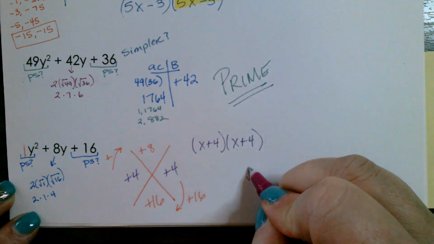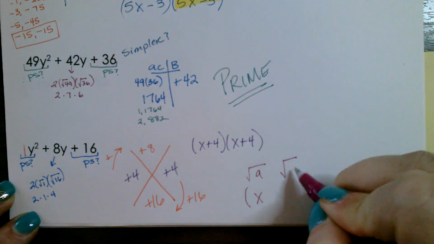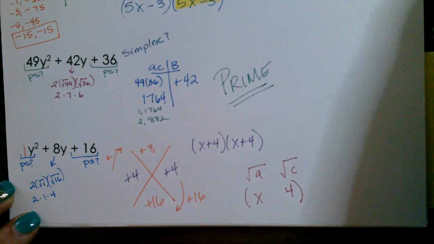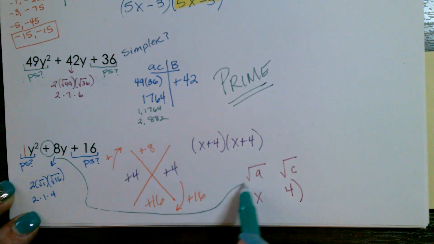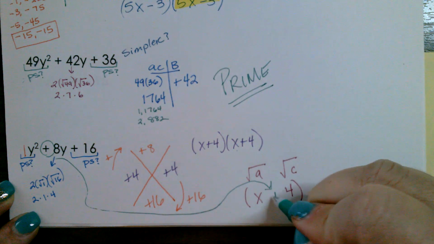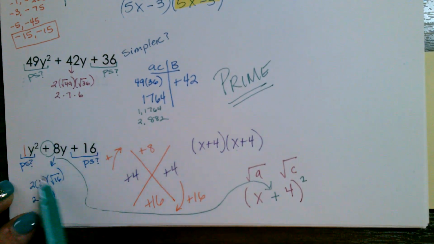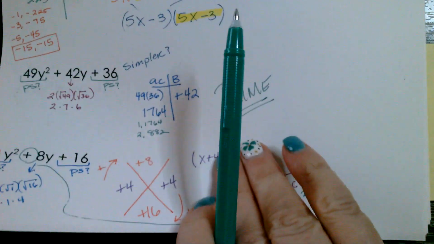I would take the square root of the A term, the square root of the C term, and the sign that's in front of B, way over here, would go here and square it. Again, perfect square trinomials is just another way to solve problems I taught you how to solve earlier.